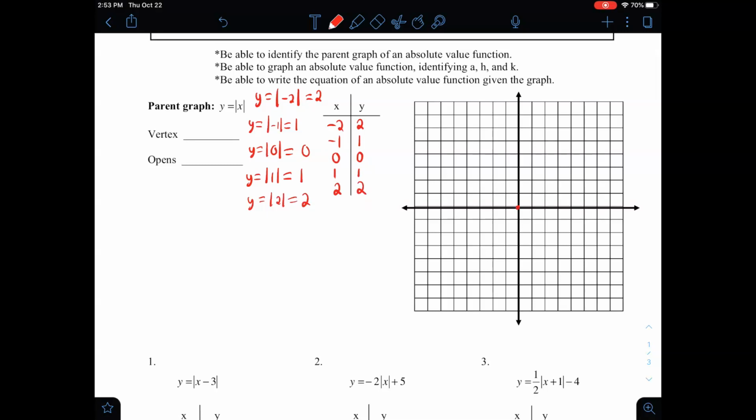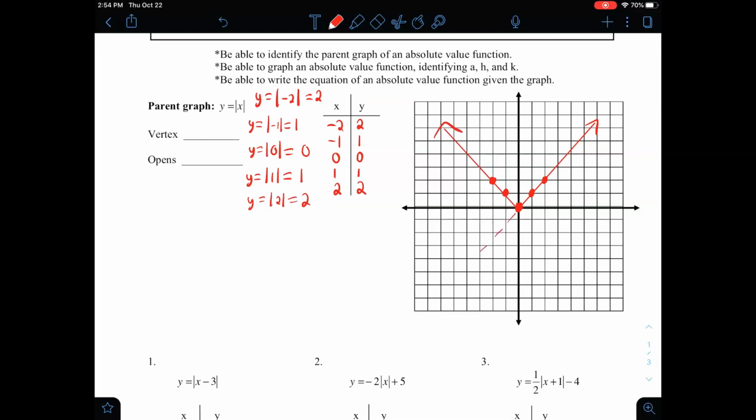Let's graph this. All right. So I'm going to start with 0, 0. We got 0, 0 right in the middle here. I got negative 1, 1, so I go left 1, up 1. I got 1, 1, so I'm going to go right 1, up 1. Then I got negative 2, 2, so left 2, up 2. And I got 2, 2, so I'm going to go right 2, up 2. And here is what our graph's going to look like. Kind of like a V. It's not perfect, but it'll work here, okay?